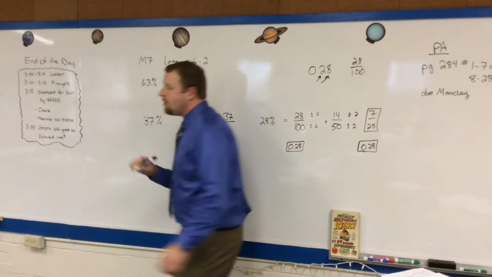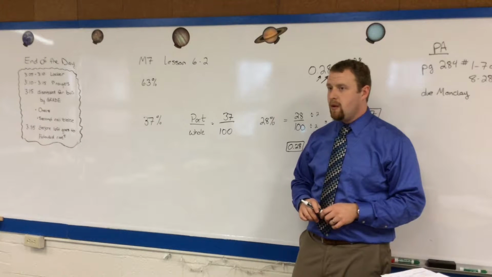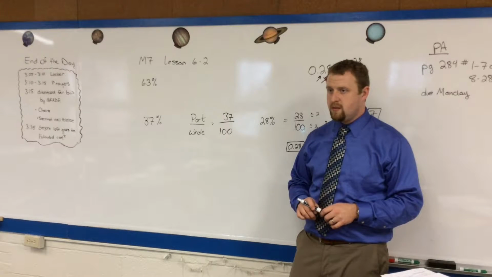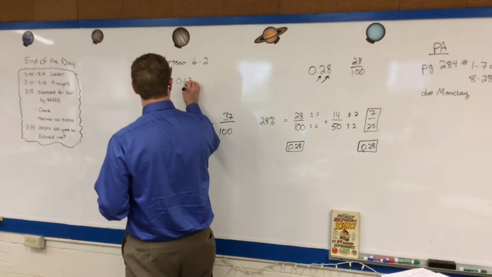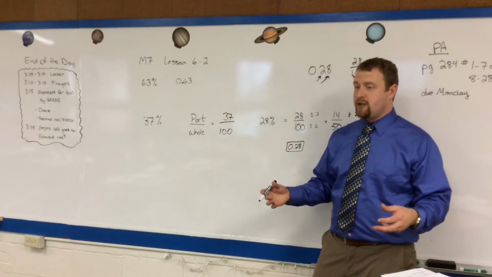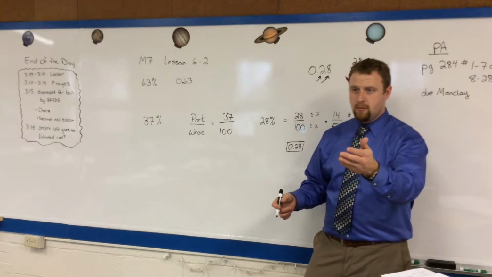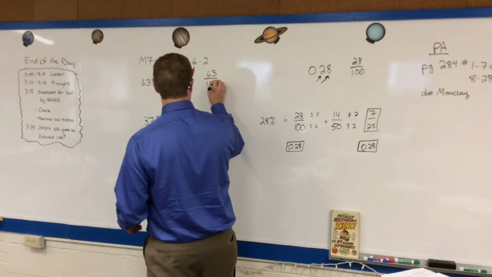63%. How do I write it as a decimal? Savannah. 0.63. Okay? How do I write it as a fraction? Yeah. 63 over 100. That cannot be simplified. I'm done.